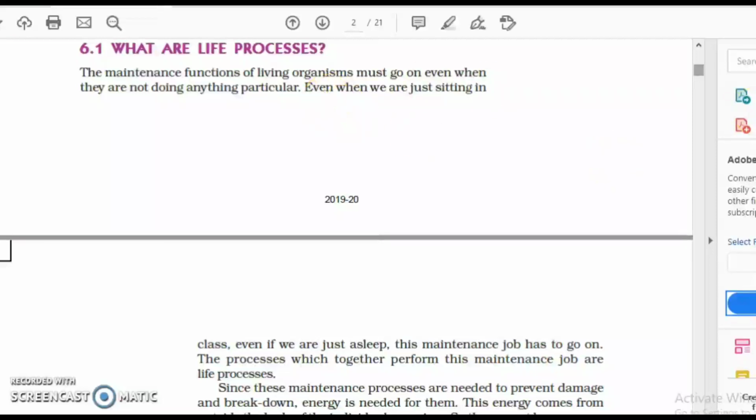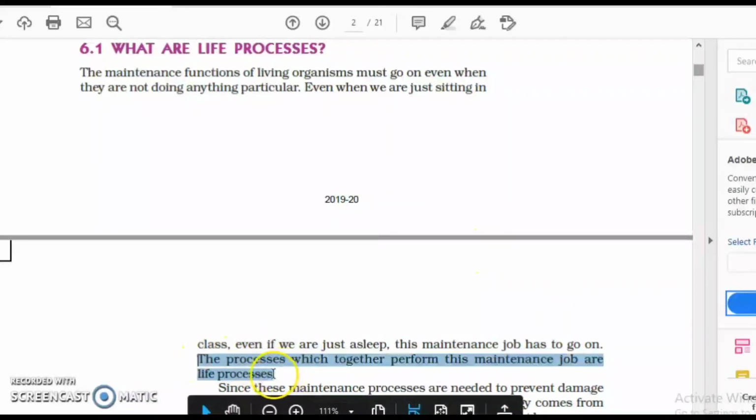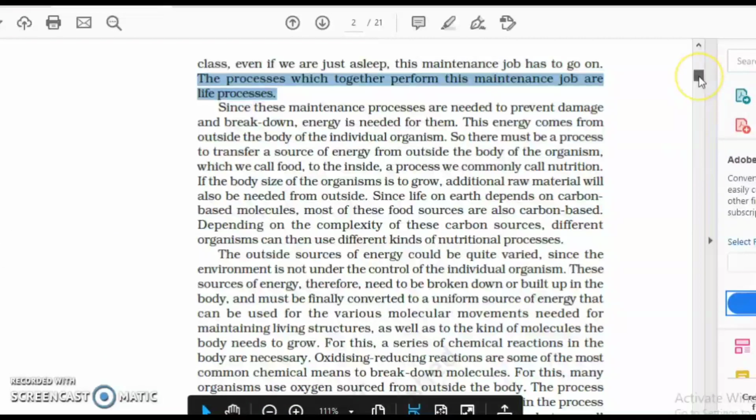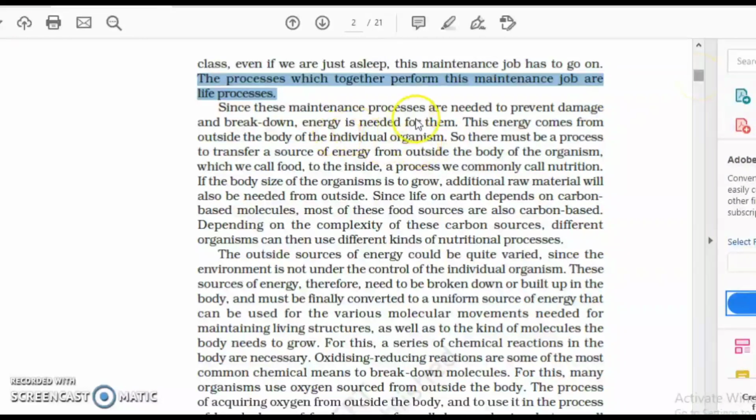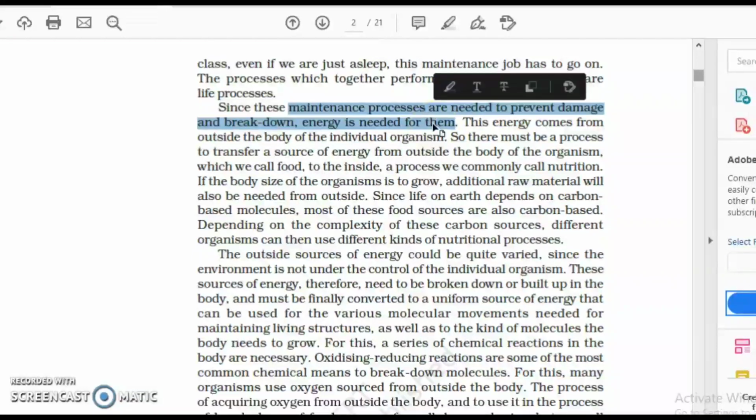These enzymes are also a part of the metabolism of the living cells. So what are life processes? What does the NCERT tell us? The processes which together perform this maintenance job are the life processes. And of course, maintenance and repair ensure survival, right? And why do you require maintenance processes? To prevent damage, breakdown. You require energy, as for example, any vehicle would require some fuel to run. Similarly, cells will require some form of energy. So these life processes are involved in creation of that energy as well.